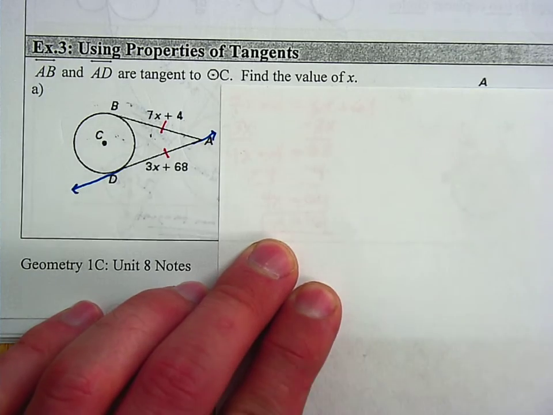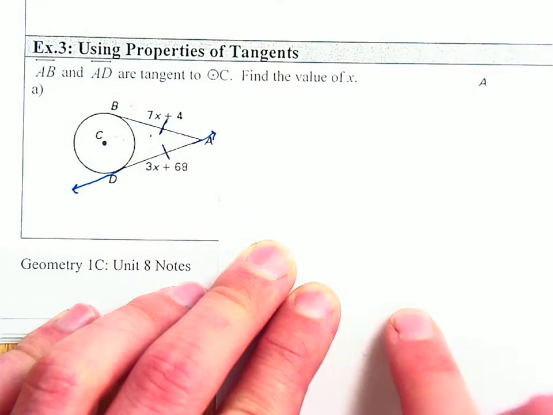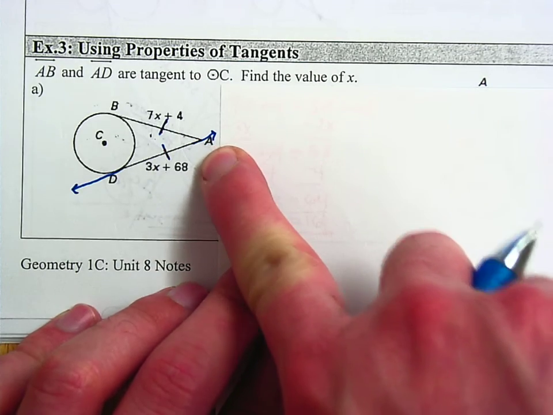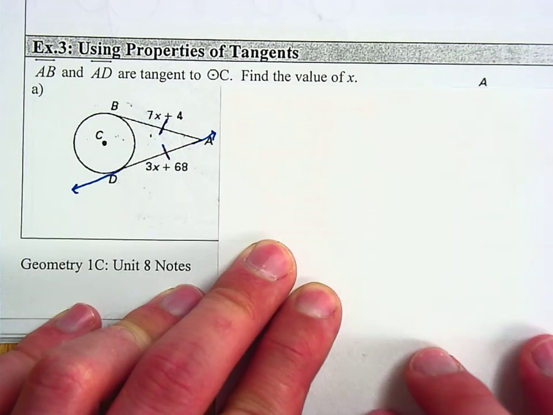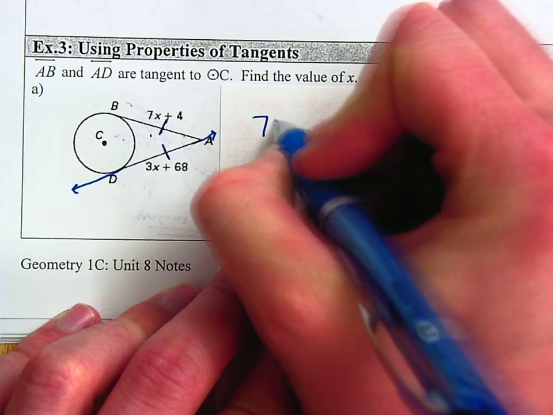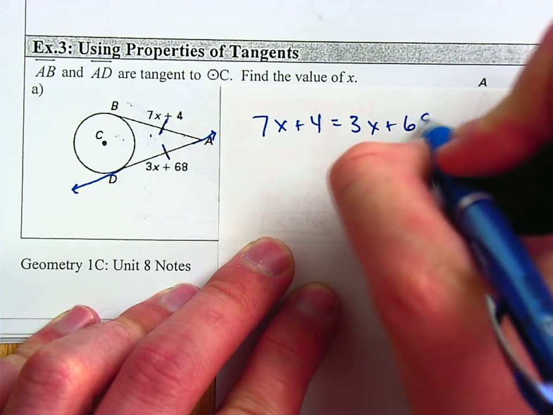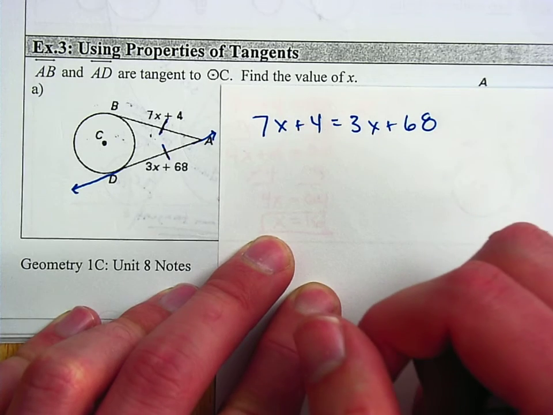And if these are both tangent, we know then that they are congruent. They are congruent because they come from the same point, right? Here's that exterior point A, and they're both tangent. So if they're congruent, we can set them equal to each other. And now we know how we're going to solve for x.